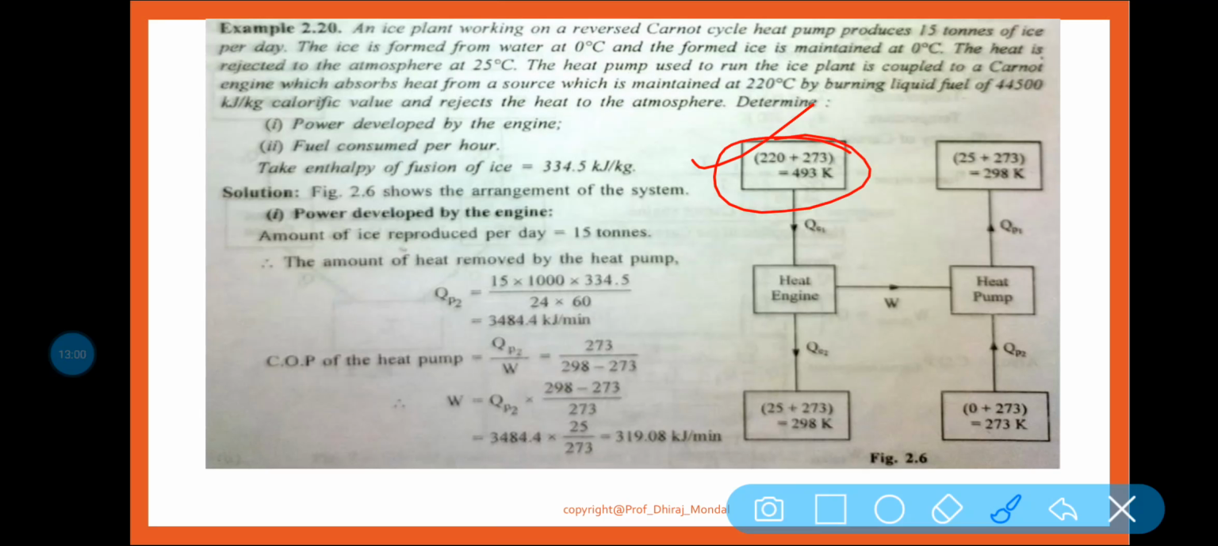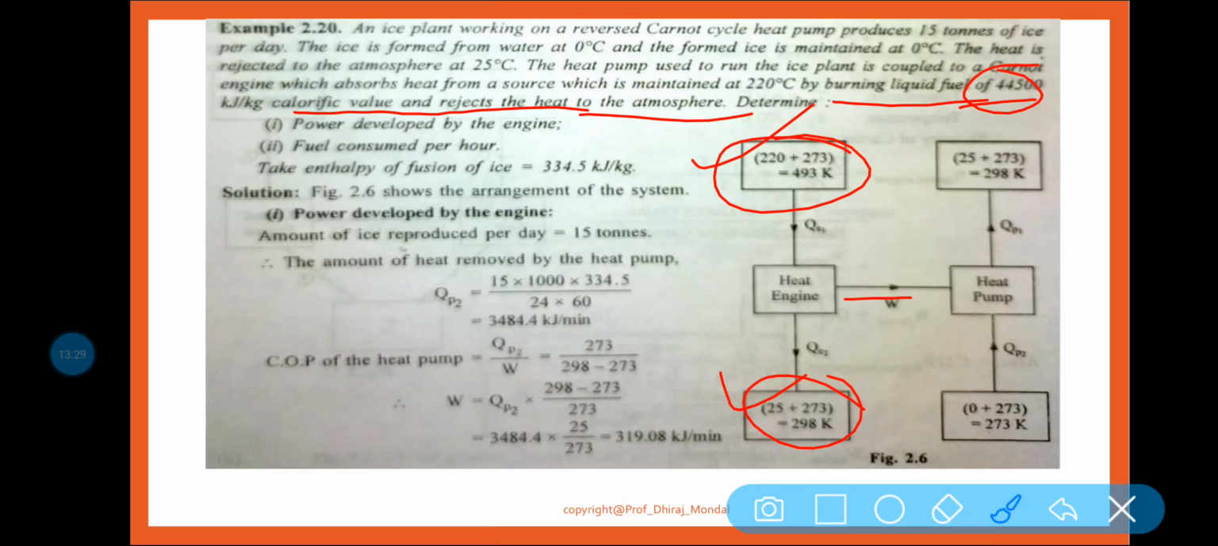Now by burning liquid fuel of 44,500 kilojoule per kg calorific value, it rejects the heat to the atmosphere. Okay, so it is rejecting heat at 25 degrees centigrade temperature, so 298 Kelvin, and by the help of this fuel calorific value, 44500 kilojoule per kg, the particular work is done.